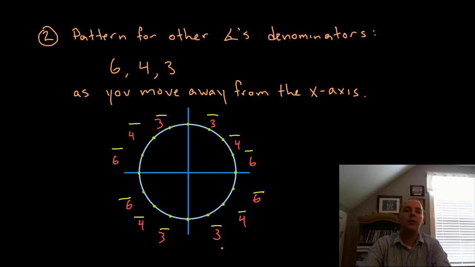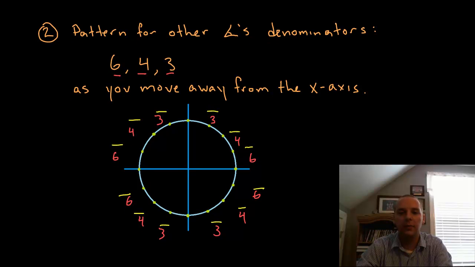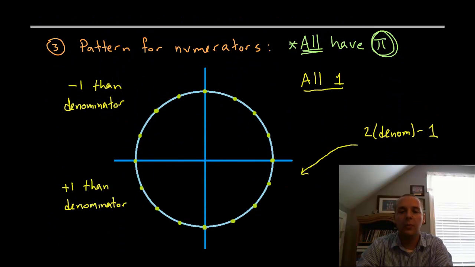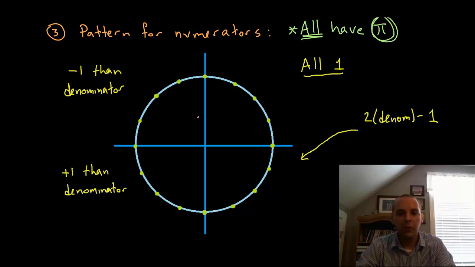So that's a good pattern there, that you move away from the x-axis vertically, up or down, with the pattern of 6, 4, 3 in the denominator. All right, now how do we remember the numerators? Well, I've broken it up by quadrant. First of all, in all 4 quadrants, every radian angle has a pi in it.